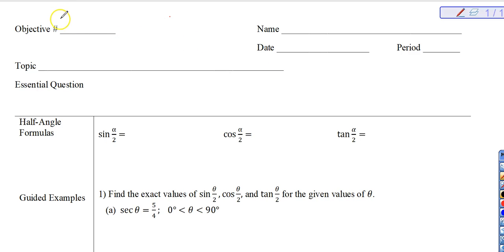Okay, so this is objective 11.2a. And don't get too excited, but I think this is the last lesson of the year. I looked at the final, and this is like the last question on the final. Therefore, I'm pretty sure this is it.